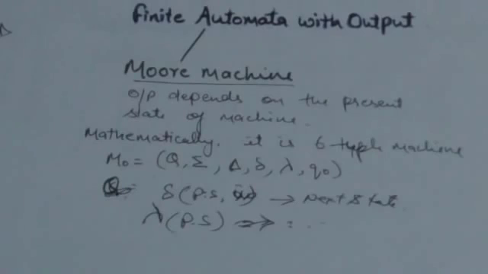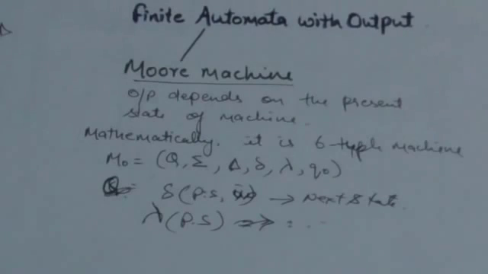Our next topic is finite automata with output. Till now we have studied NFA and DFA. When they read any string of input symbols, they either reject it or accept it. They don't give any output. Now we have two finite automata which can give output.